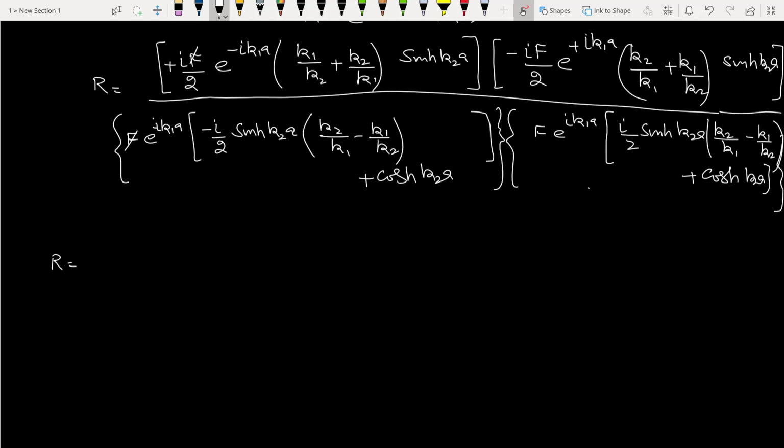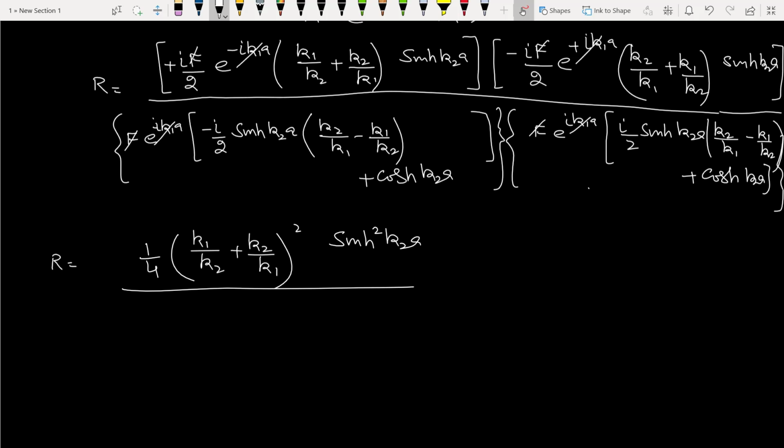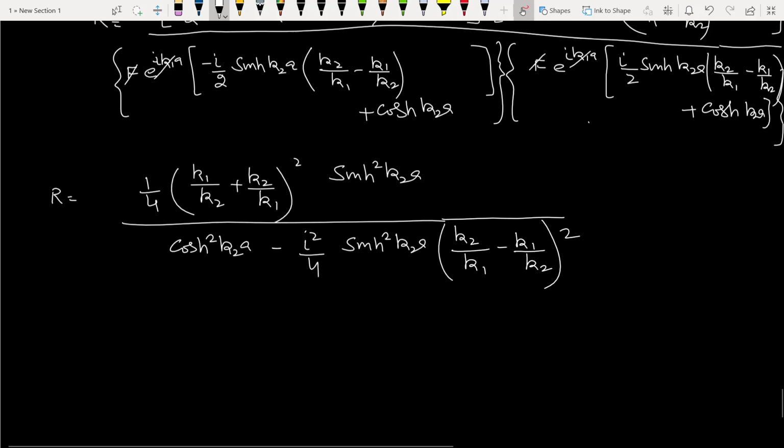So this f cancels, this f cancels, this cancels with this. So in the numerator we are left with k1 upon k2 plus k2 upon k1 whole square, sine square k2a, 1 by 4, and in the denominator we are left with a minus b, a plus b, so it is cos square k2a, a square minus b square. So minus b square is iota square divided by 4, sine square k2a, k2 upon k1, k1 upon k2 whole square, and iota square is minus 1, minus minus becomes plus.